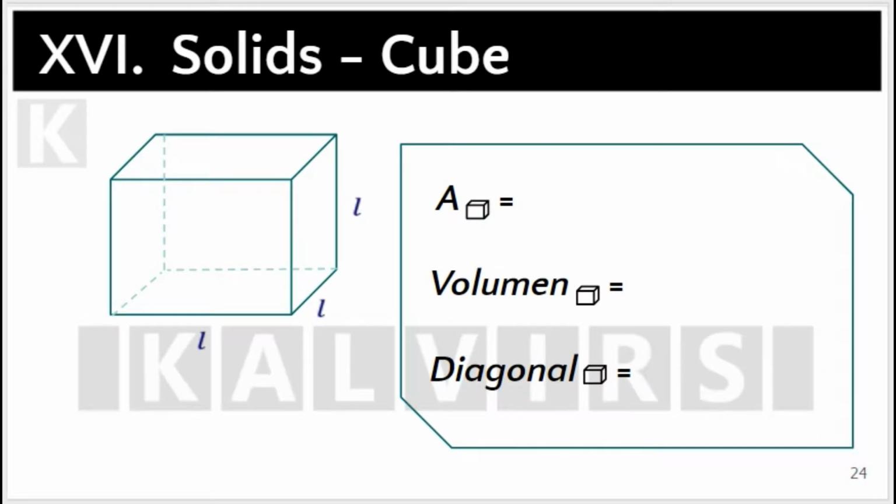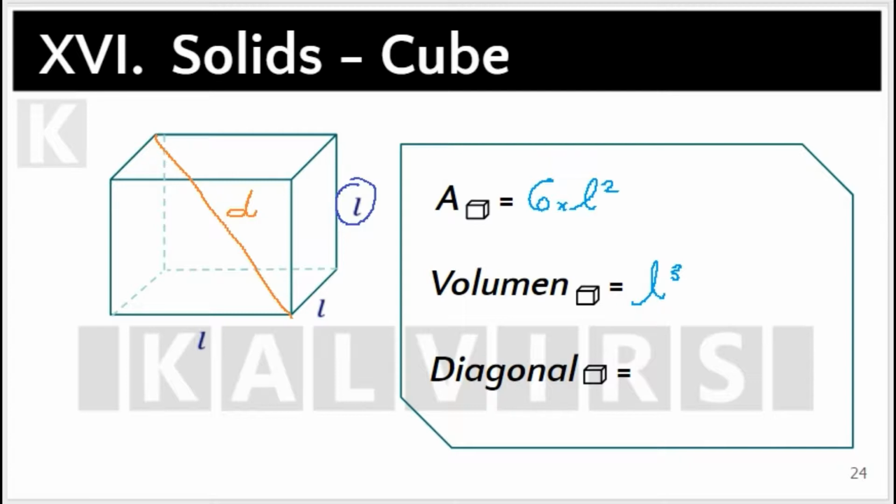A cube is a solid with all edges equal. Let L be the measure of any edge of the cube. Then, the total surface area of a cube is 6 times L squared. The volume of a cube is L cubed, and the diagonal of the cube is this line. Let D be the diagonal of the cube.